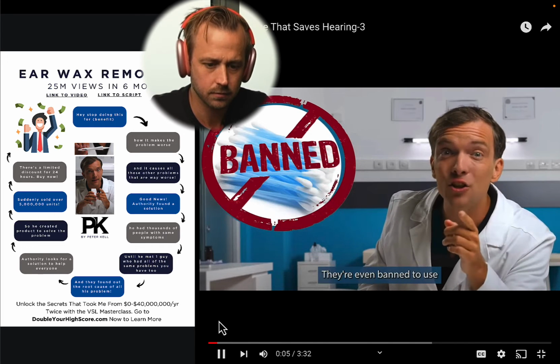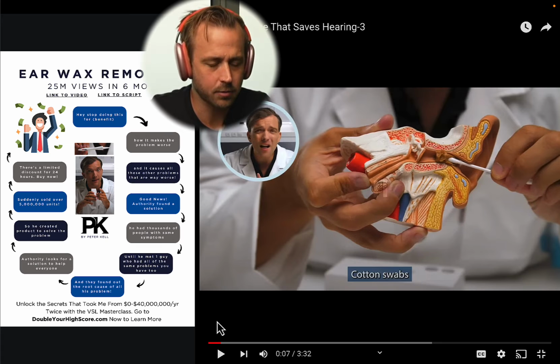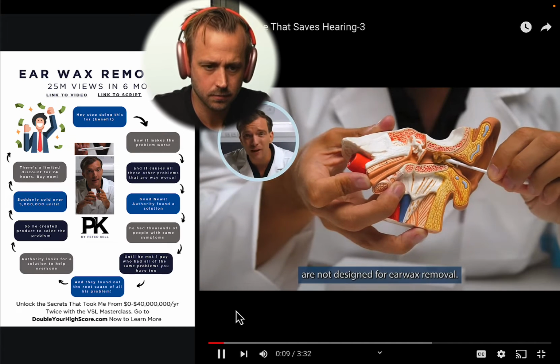They're even banned in the United Kingdom. Stop doing this, it's banned. Cotton swabs are not designed for earwax removal.